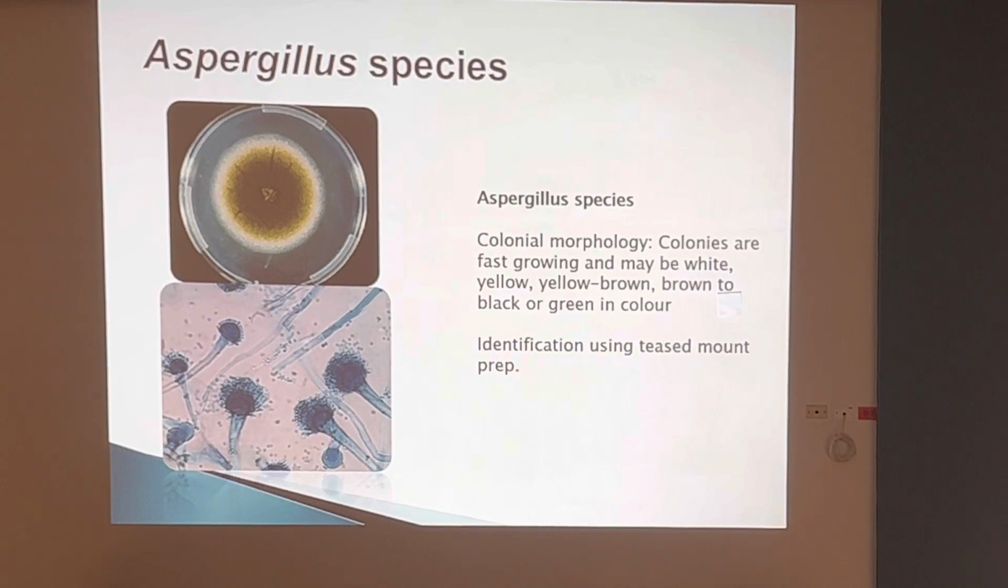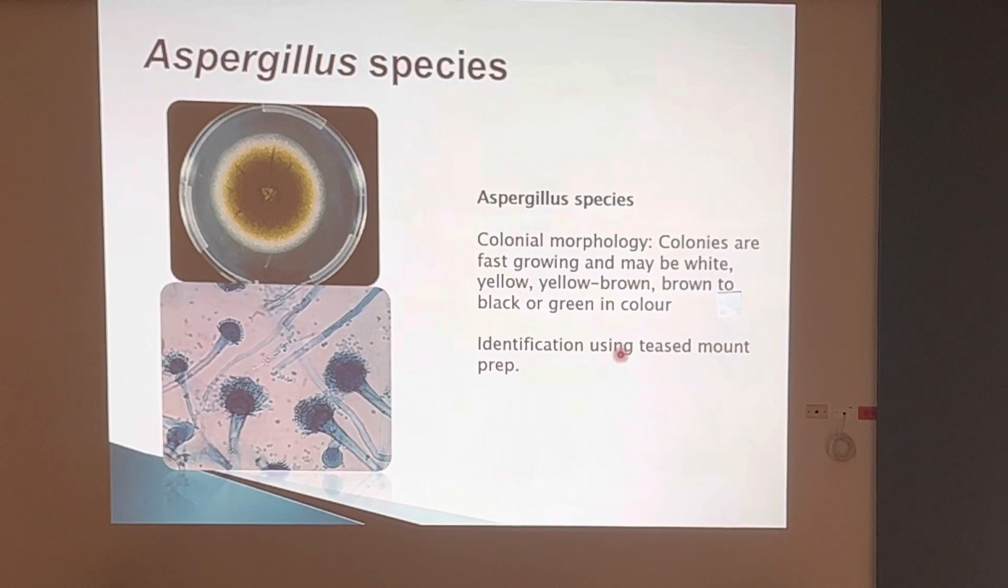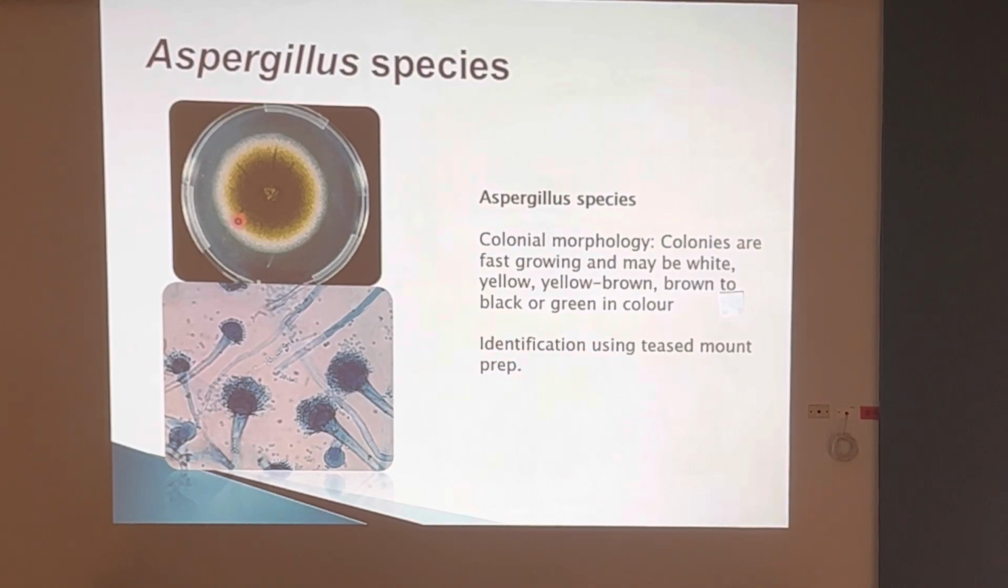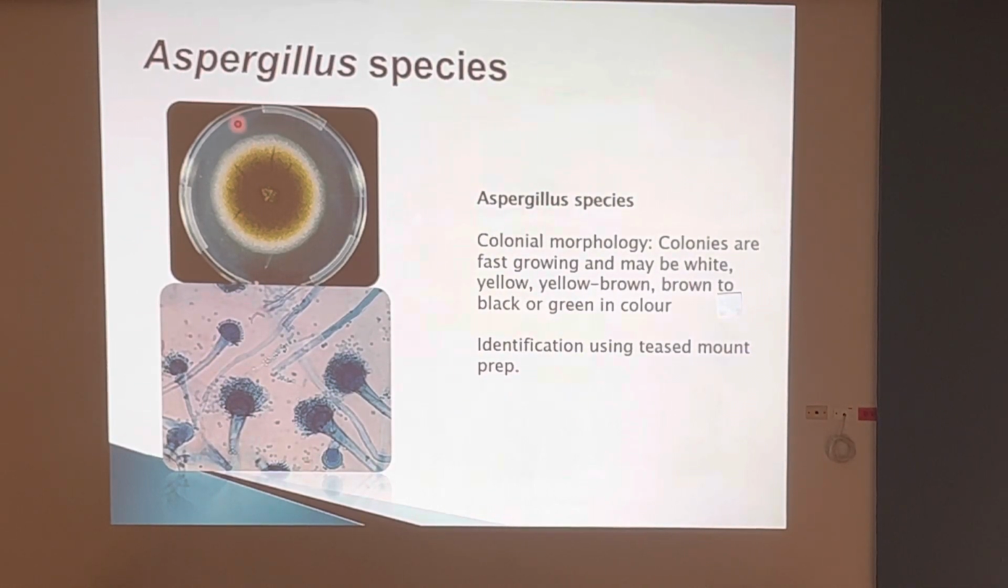You can also have Aspergillus species, which is a mold. Fast growing colonies, maybe white, yellow, brown, and we can identify these based on performing a tease mount preparation. So what would occur is that we have the growth here on our petri dish. We take up a portion of that, place it onto a slide in lactophenol cotton blue, so it stains the cells, and we gently, ever so gently, tease it apart, add a cover slip, and observe under the microscope. So what we're looking for are the structures that tell us which fungus this could be.